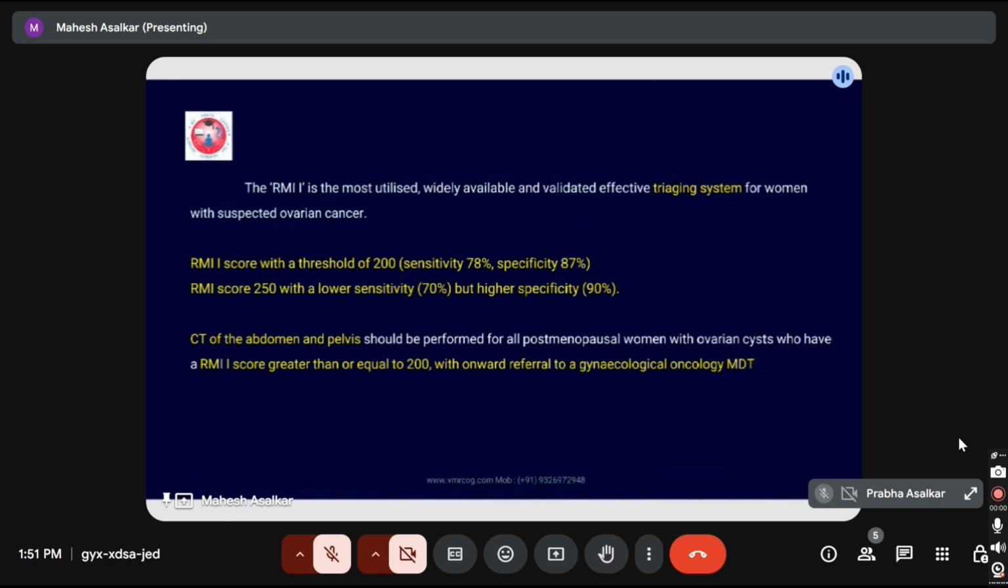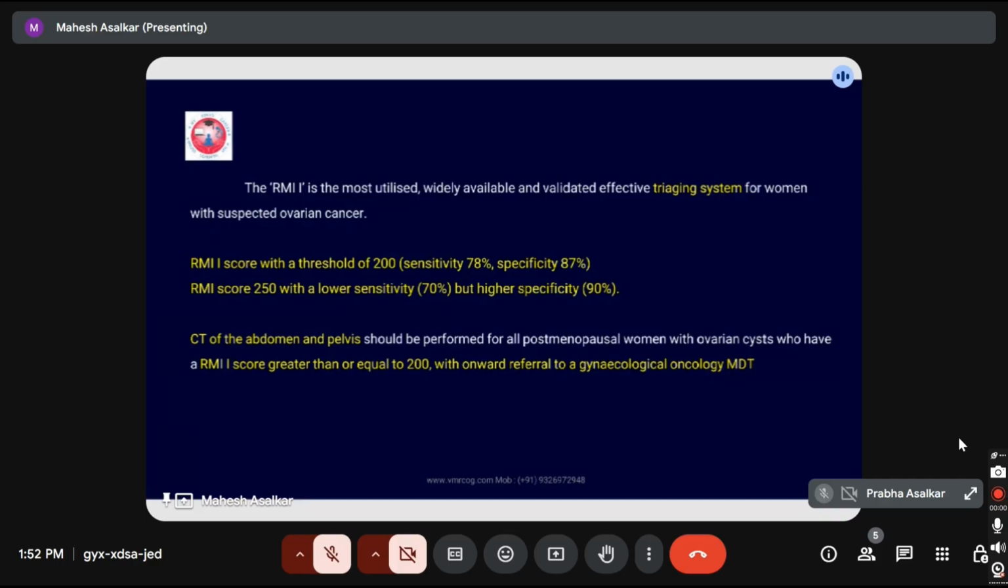Now what is the cutoff used for this RMI1? It is 200. When the cutoff of 200 is used, the sensitivity of this test is 78% and the specificity is 87%. Remember these values, they can be asked in SBA. The RMI1 sensitivity is 78% and specificity is 87%. Just remember 78, 87. The sensitivity comes first, followed by specificity.